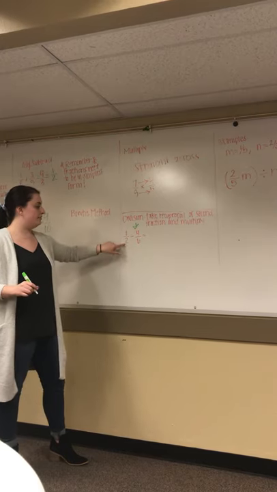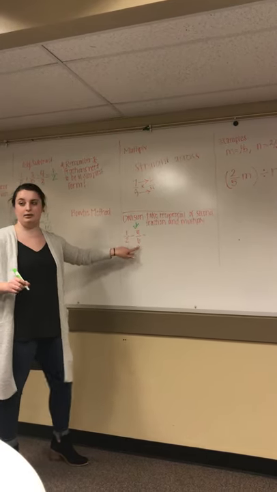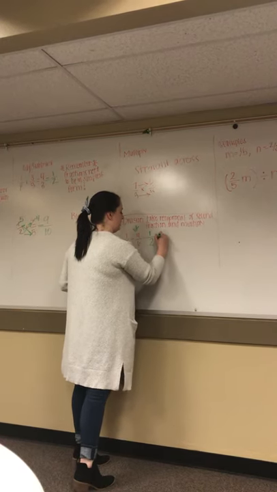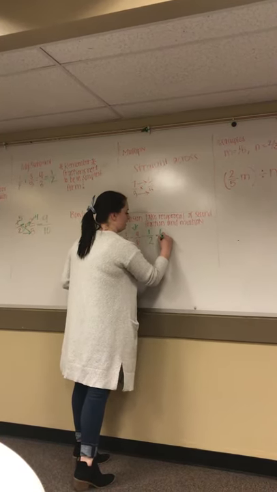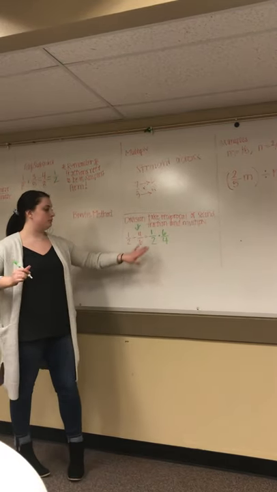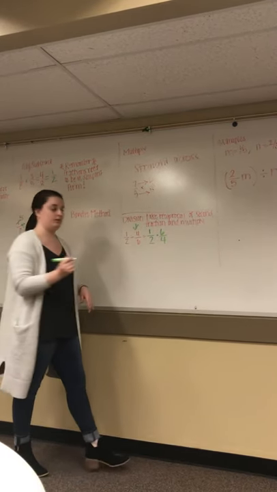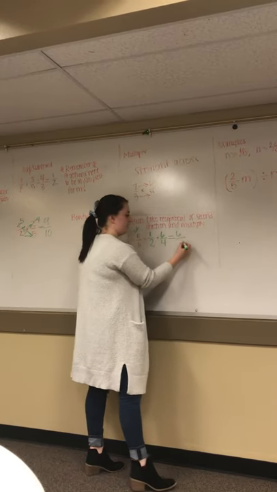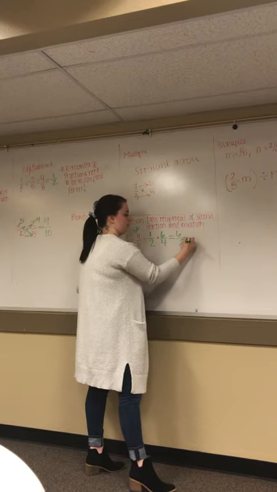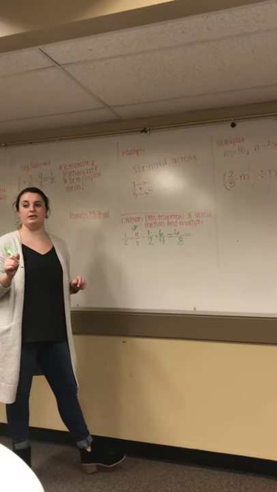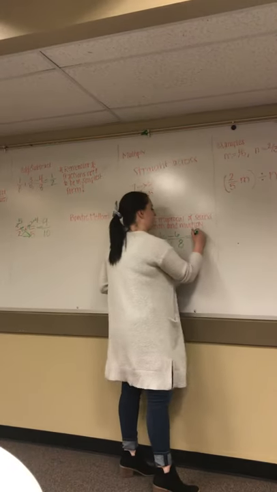So 1/2 divided by 4/6 will become 1/2 times 6/4. So 6 times 1 is? 6. And 4 times 2 is? 8. But can this be simplified? Yes. And what can that be simplified to? 3/4. Right.